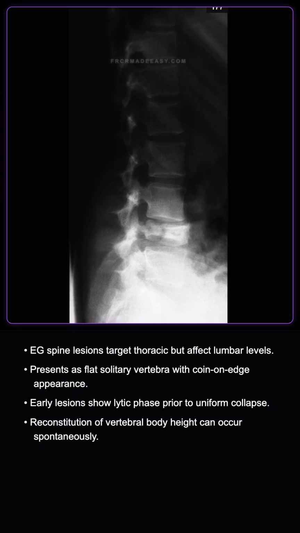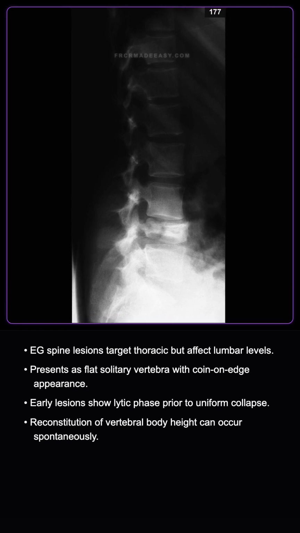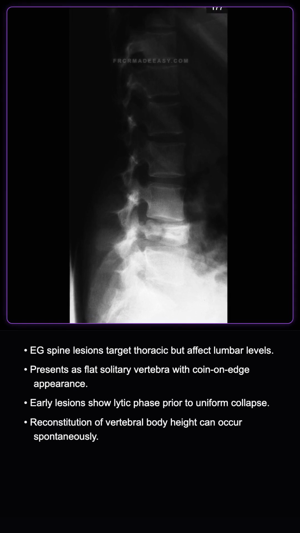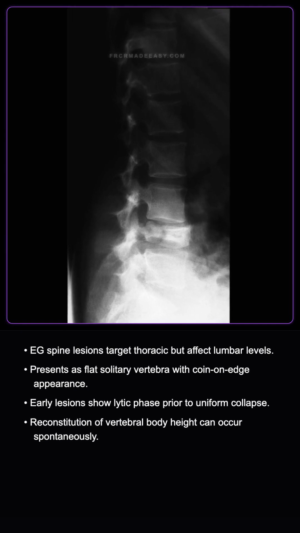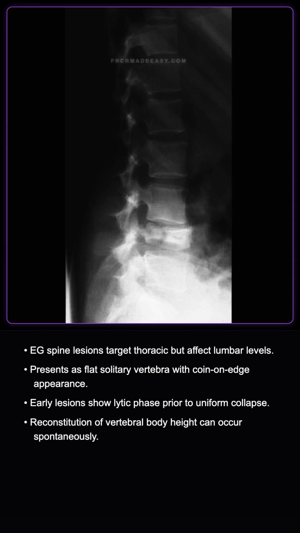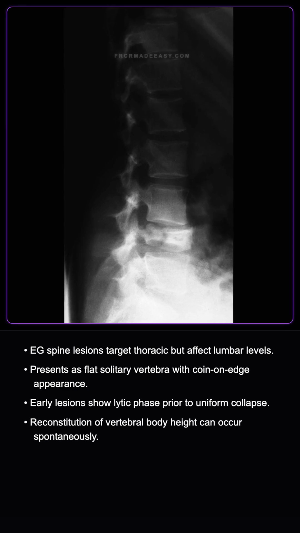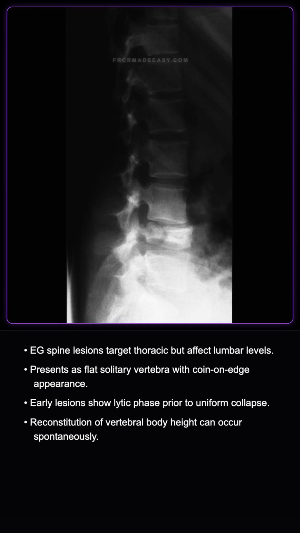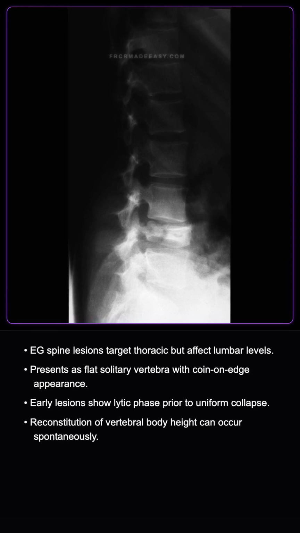Okay. Eosinophilic granuloma, the localized form of Langerhans cell histiocytosis, has a predilection for the thoracic spine, but can involve the lumbar and cervical regions. Radiologically, it classically presents as a solitary collapsed vertebra with a flat, coin-on-edge appearance. Early in the disease, the vertebra may show an osteolytic lucency before progressive, uniform collapse occurs.